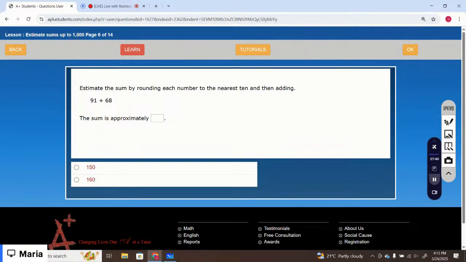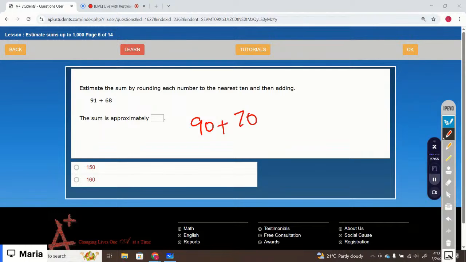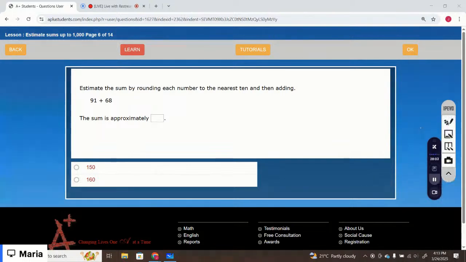Estimate the sum by rounding each number to the nearest 10 and then adding 91 plus 68. 91 is rounded to 90 and 68 is rounded to 70. So this sums up to 160. Option number 2 is the correct option.